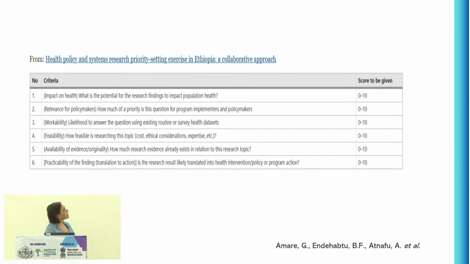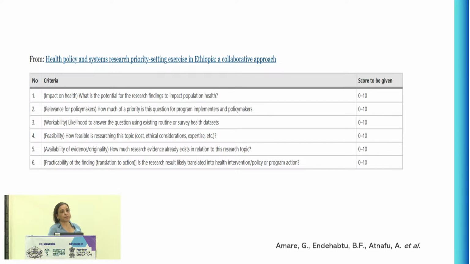In their case, it's a bit difficult to read, but the first criterion was the impact on health. What is the potential for the research findings to impact population health? The second was relevance for policymakers. How much of a priority is this question for implementers and policymakers? The third was workability: likelihood to answer the question using routine or survey health data sets.